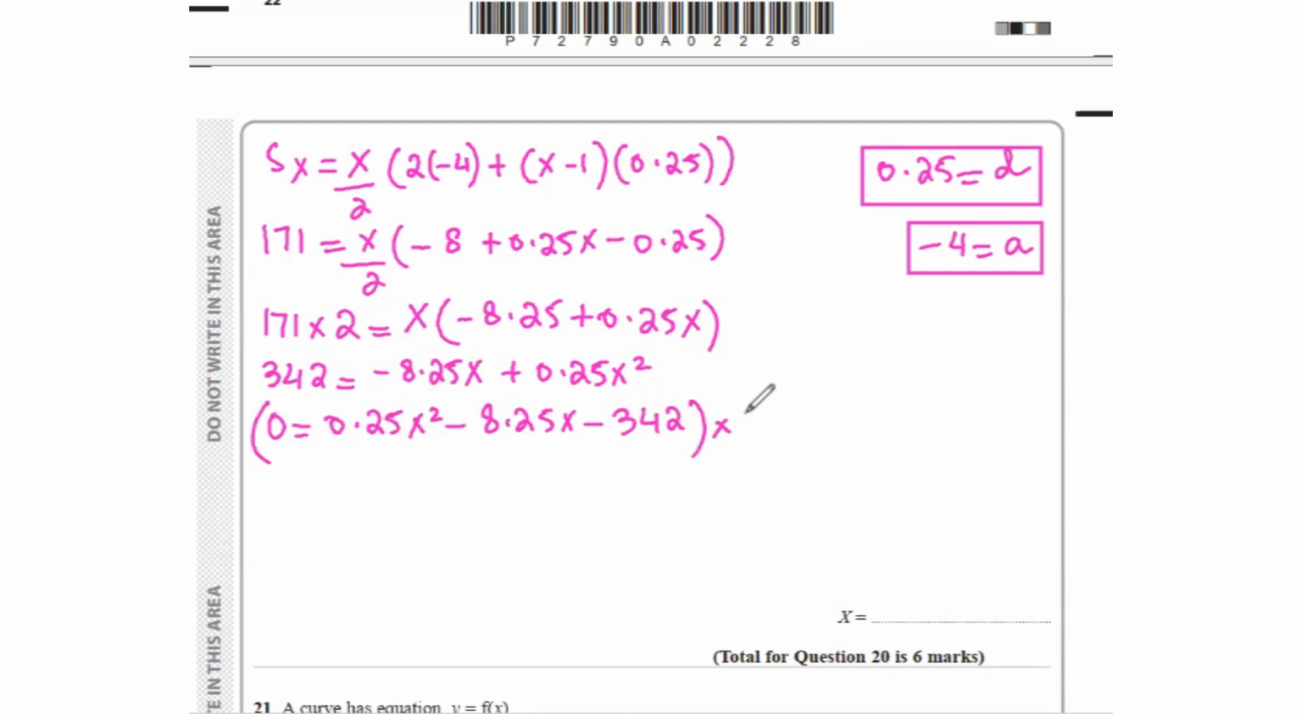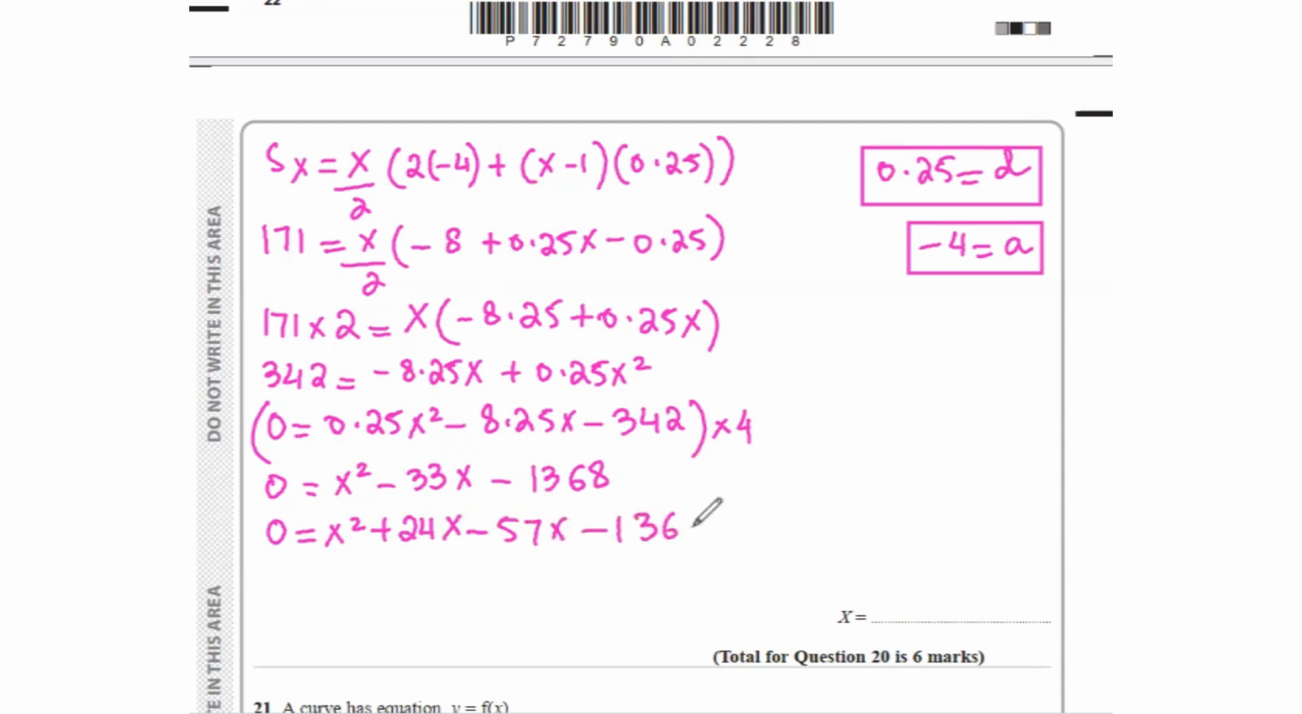So this is getting multiplied by 4. So that's going to be 0 equals x squared minus 33x minus 1368. Now we factorize this. So that's going to be x squared plus 24x minus 57x minus 1368.